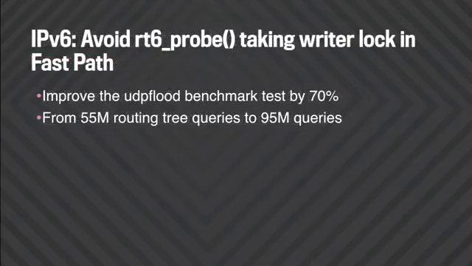The next improvement we did is also about the routing tree. We removed a writer lock from one of the fast paths. So it improved the benchmark test by 70%. The benchmark is testing how many lookups you can do on the routing tree.